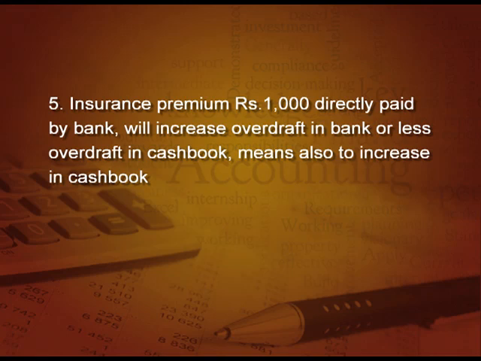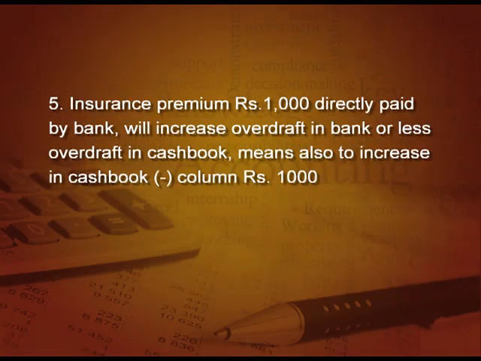Point number 5, that is insurance premium 1000 directly paid by bank will increase the overdraft in bank, that is in passbook, and it means there is less overdraft in cash book. Now we have to increase in cash book. So when you have to increase in cash book, the overdraft part you have to write in minus column. So we will write in minus column 1000 rupees.